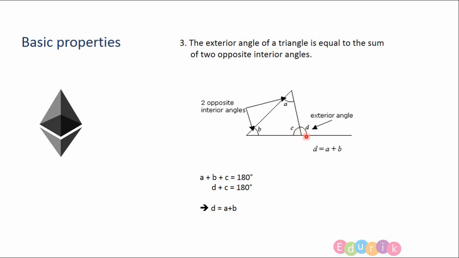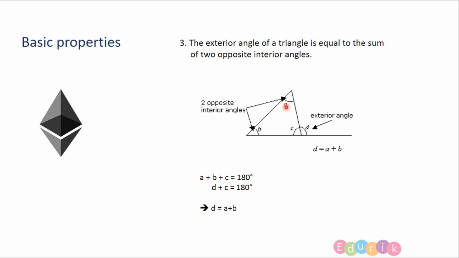Now what this property says is that the exterior angle of any triangle is equal to the sum of the two opposite interior angles. In this triangle we have got three interior angles, A, B and C. If we are considering this angle D, this is an exterior angle. We have two opposite interior angles which are A and B. So this property is saying that D will be equal to A plus B.